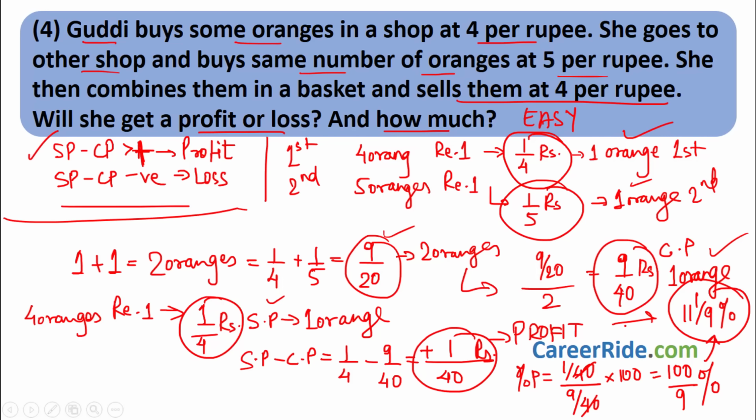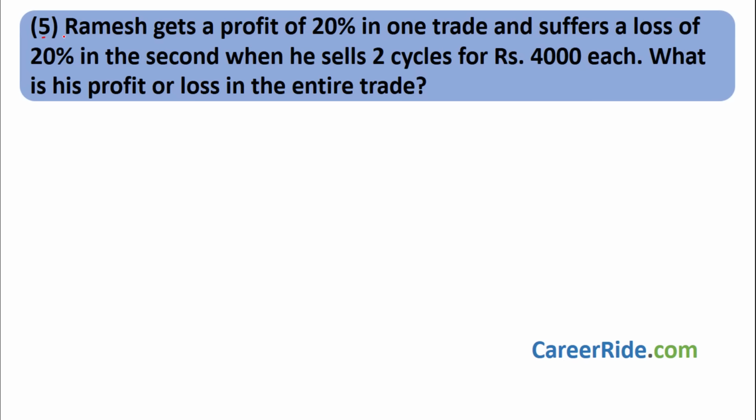Moving to question number 5. Ramesh gets a profit of 20% in one trade and suffers a loss of 20% in second when he sells 2 cycles for rupees 4,000 each. What is his profit or loss in the entire trade?